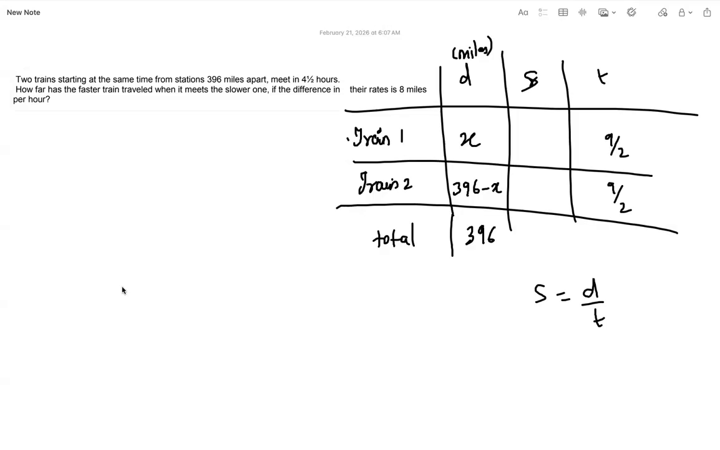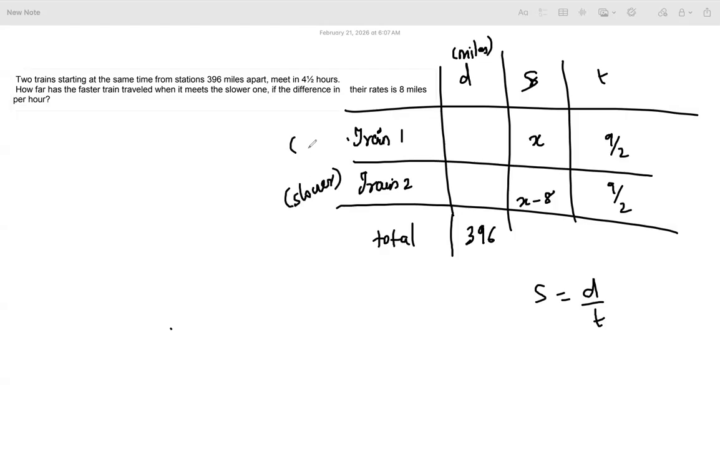Okay, there are more things that are given. Let's see. How far does the faster train travel when it meets the slower one, if the difference in their rates is 8 miles per hour? Then in that case, let me go ahead and do something. Difference in the rate is given. So let me not assume my distance is d, but this is x and this is x minus 8. This is the slower train, this is the faster train.